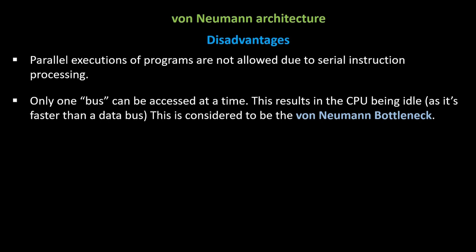Another disadvantage lies in the shared bus architecture. As only one bus can be accessed at a time, the CPU may be idle while waiting for data transfer, leading to potential performance bottlenecks. This is commonly referred to as the von Neumann bottleneck.